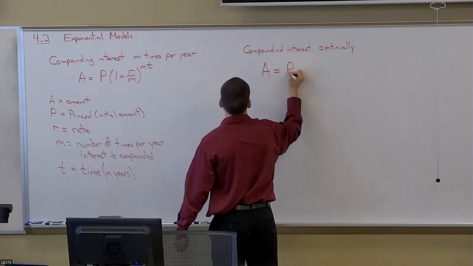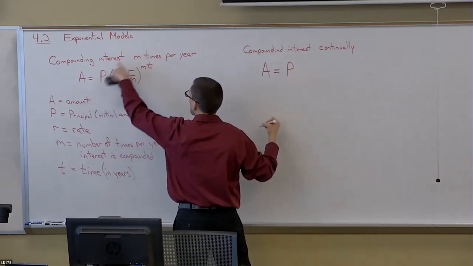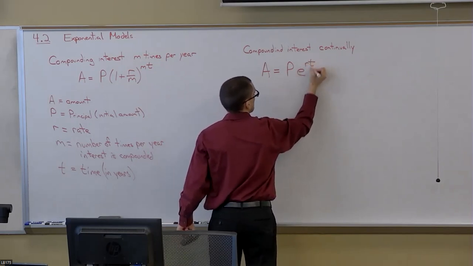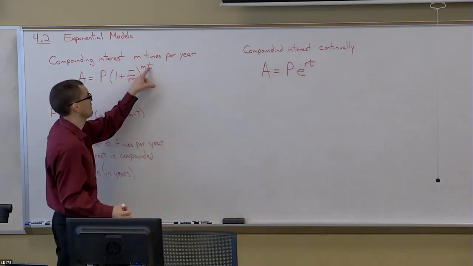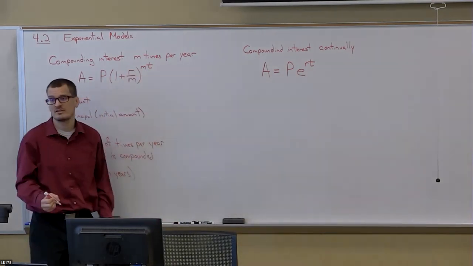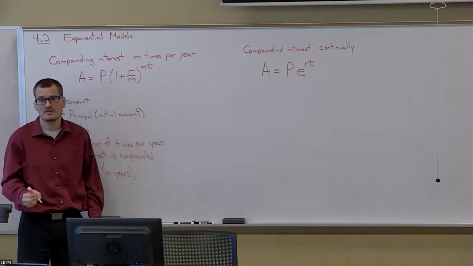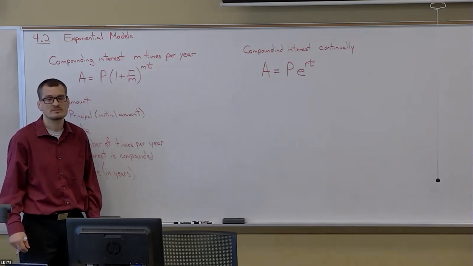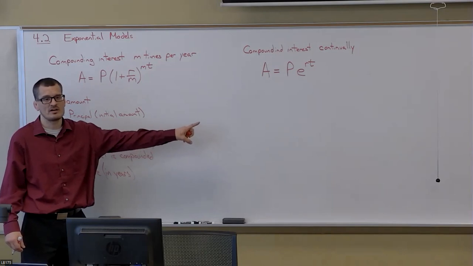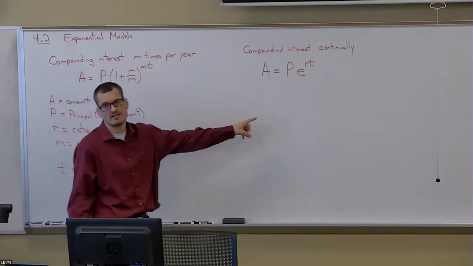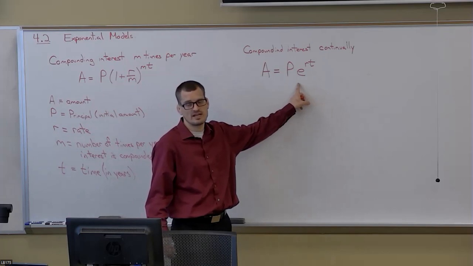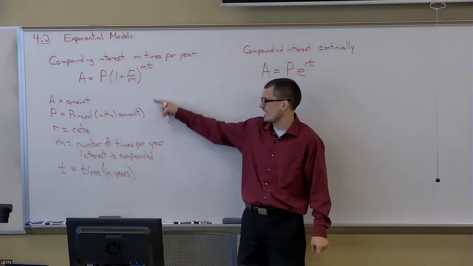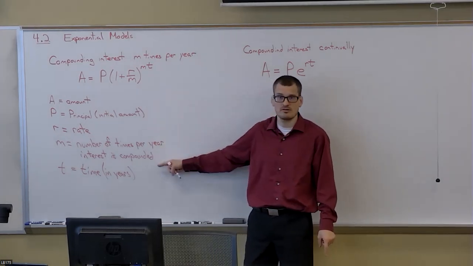A equals, we still got the P. This whole thing changes to E to the R times T. So the R and the T both basically end up in the exponent. I know that's weird, but that's how it works with limits. E is our 2.71828 irrational number that we looked at earlier. And then the A, the P, the R, and the T are exactly what the A, P, R, and T are over here.